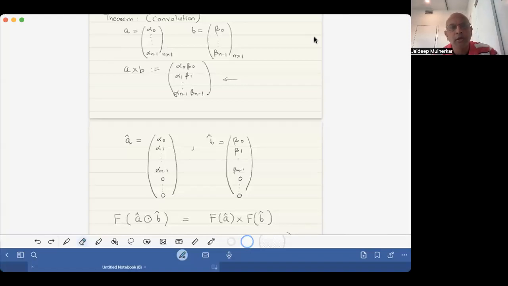Hello. Last time we talked about the convolution theorem, and the convolution theorem states that if you take the Fourier transform of the convolution of two vectors, then it is equal to the component-wise multiplication of the Fourier transform of the two vectors. So now today we'll prove the convolution theorem.